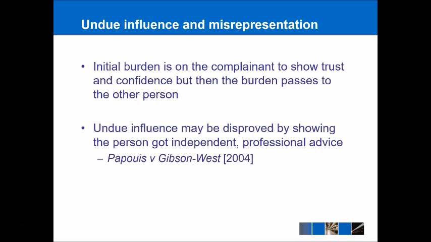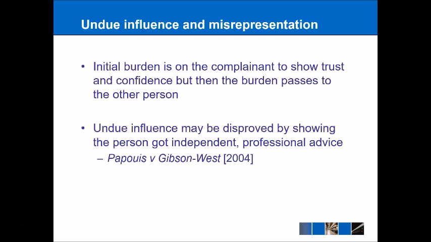Now, the first point when you're going through a question is to mention that the initial burden is on the complainant to actually show that this relationship exists. In other words, to show that there is trust and confidence. But once that is established and once it's accepted that there is a relationship, particularly within class 2B, then the burden passes on to the other person to essentially disprove the undue influence. And the most common way of doing this is to show that the person got independent and professional advice.